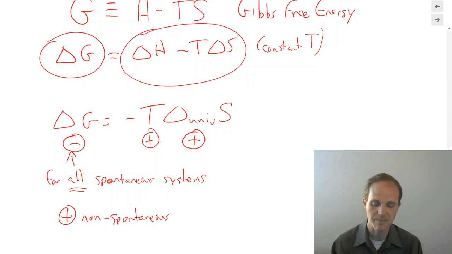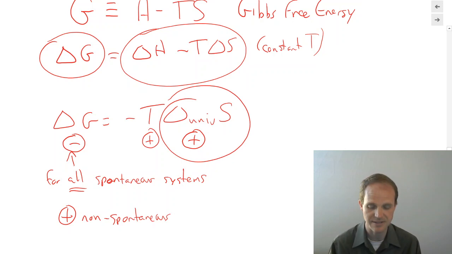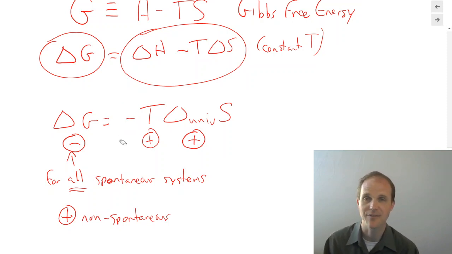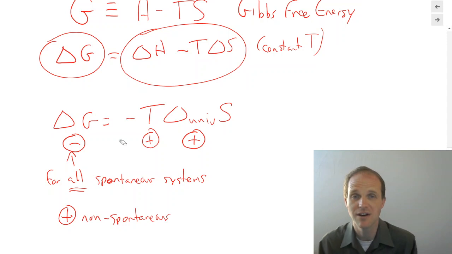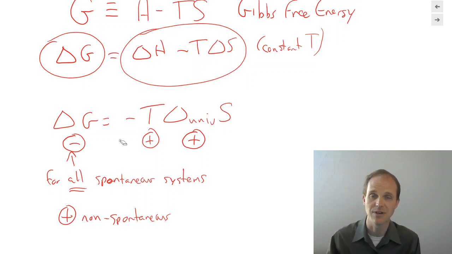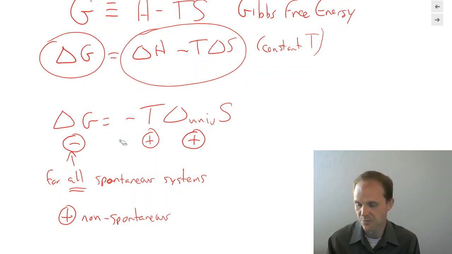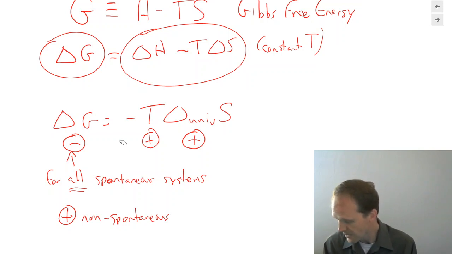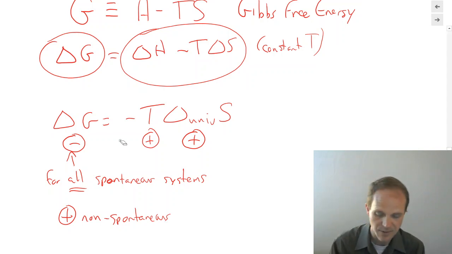Because the only way for it to be positive, since temperature is always positive, the only way for Gibbs free energy to be positive is if my entropy change of the universe is negative. Negative there times this negative would give me a positive. And so if we have a positive Gibbs free energy, we know that this reaction is not going to happen all on its own. It's not going to happen without outside intervention. It's not going to be a spontaneous process. All right. So that's what we end up with.